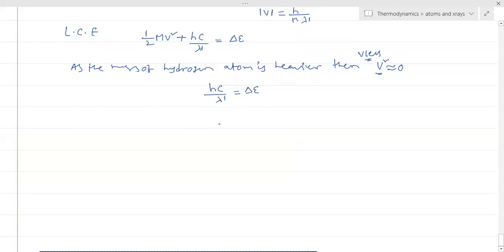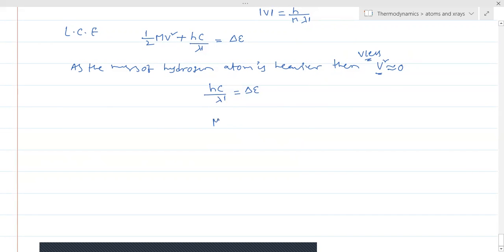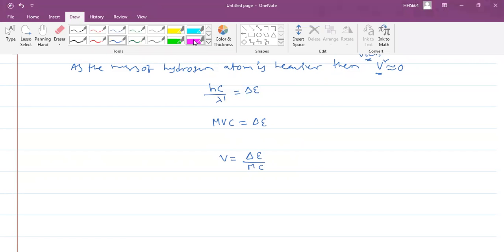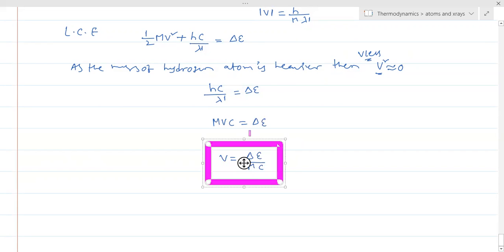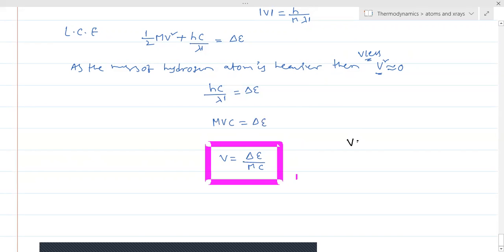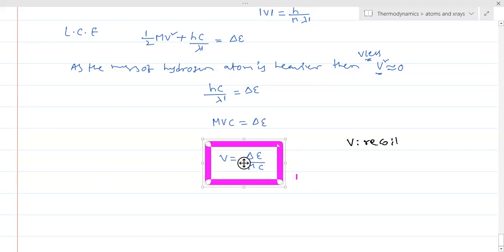But from the previous relation, h by lambda dash equals mv. Therefore mvc equals delta E, or else v equals delta E by mc. This is very, very important. This is the recoil velocity. So v is called the recoil velocity.